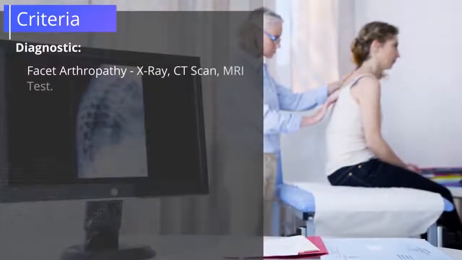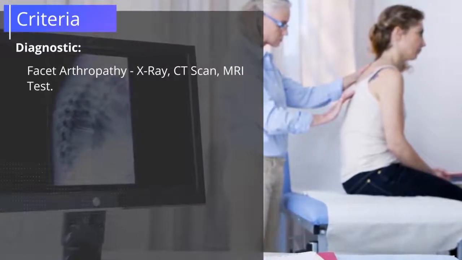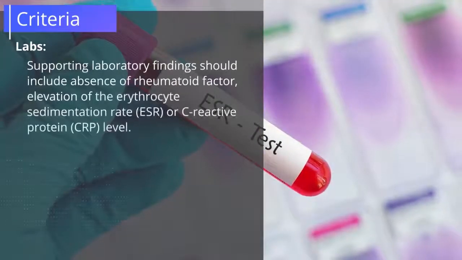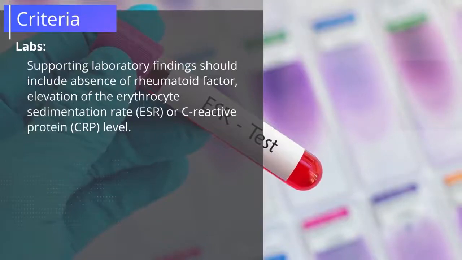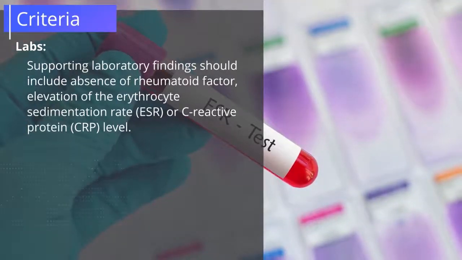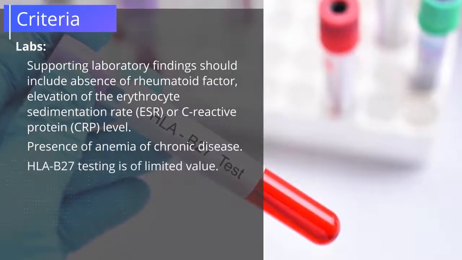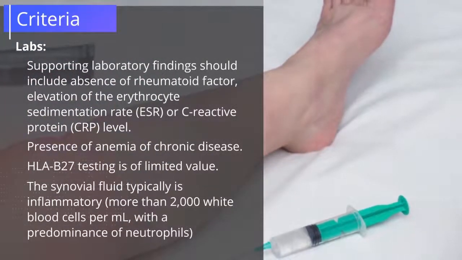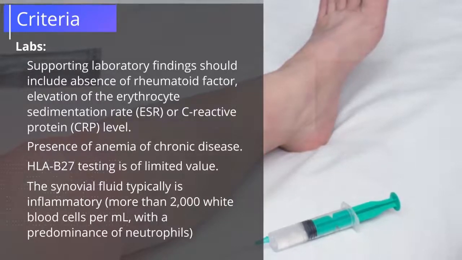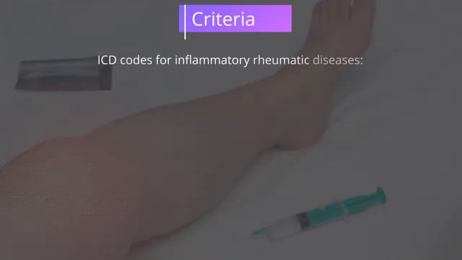For the diagnosis, an X-ray, a CT scan or an MRI test may be used to help diagnose facet arthropathy. While the supporting laboratory findings should include absence of rheumatoid factor, elevation of the erythrocyte sedimentation rate, ESR, or C-reactive protein, CRP, level, and presence of anemia of chronic disease. Note that HLA-B27 testing is of limited value here. The synovial fluid typically is inflammatory, more than 2,000 white blood cells per milliliter, with a predominance of neutrophils, but this finding is nonspecific. Let us look at the ICD codes involved with these inflammatory rheumatic diseases.